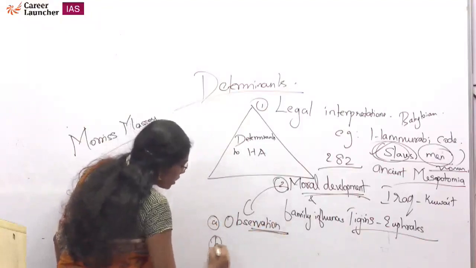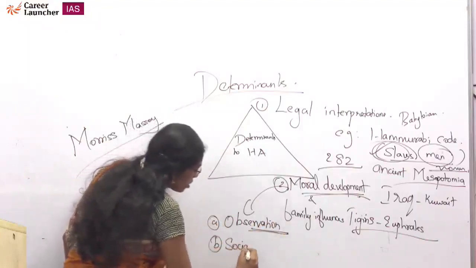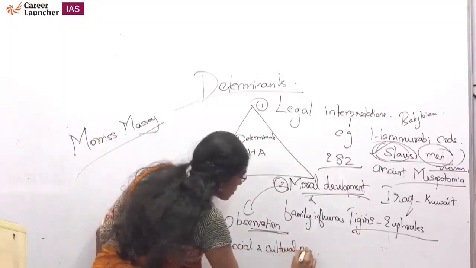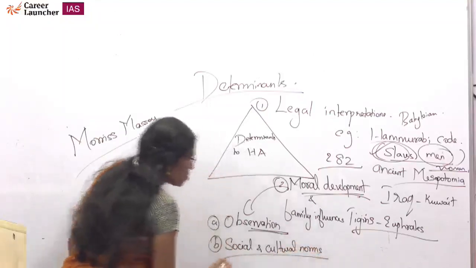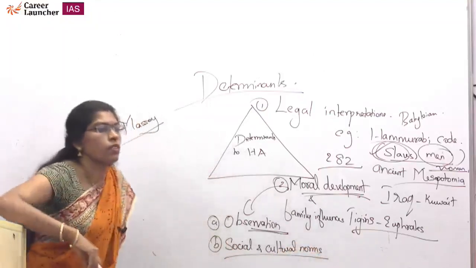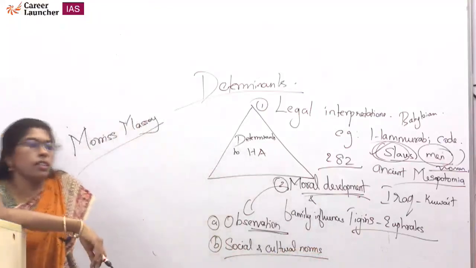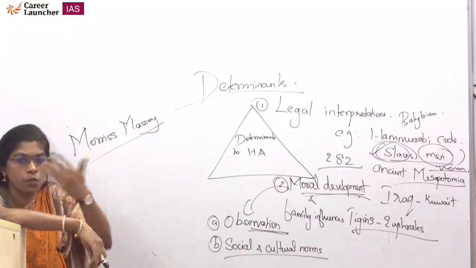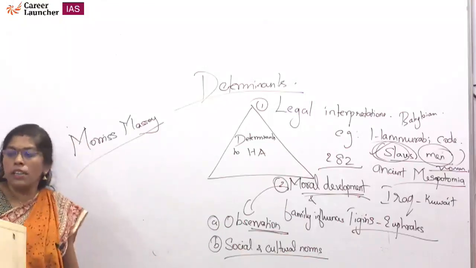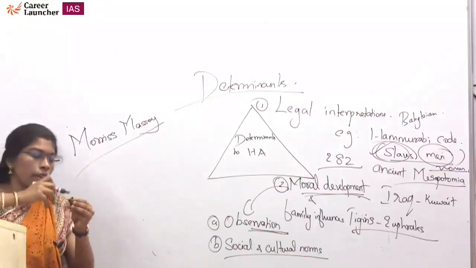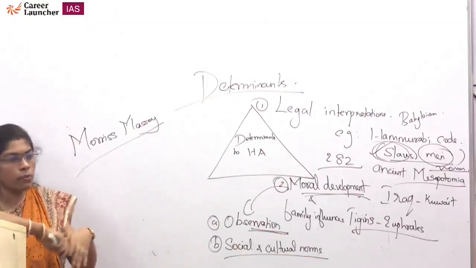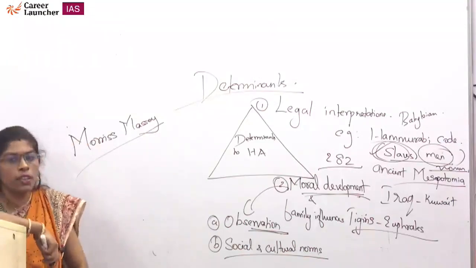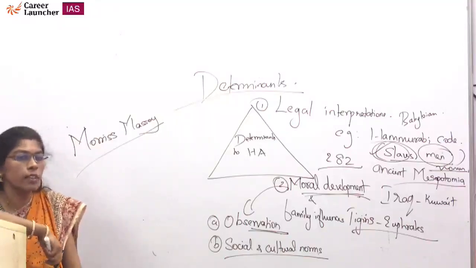The second one is social and cultural norms. What is this? These are the norms given by a particular culture, the society. See, for example, in Tamil Nadu, if you take, I don't know about here, because we don't know the proper system and culture of the North Indians. Because I don't know Hindi, how will I learn the culture?